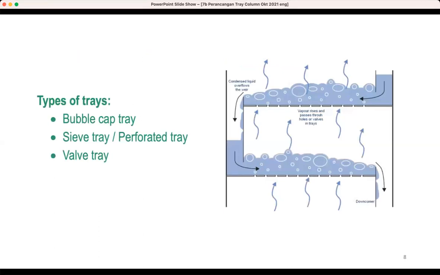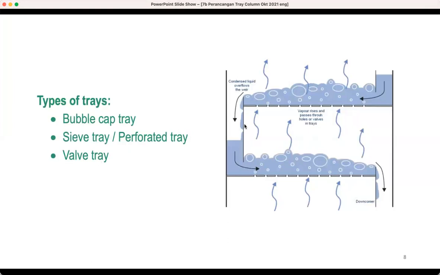And then let's have a look at the types of bubble trays. There are 3 common types of tray. The first one is called the bubble cap tray. The second one is called the sieve tray or perforated tray, which we usually use in the assignment. And the next one is called the valve tray.